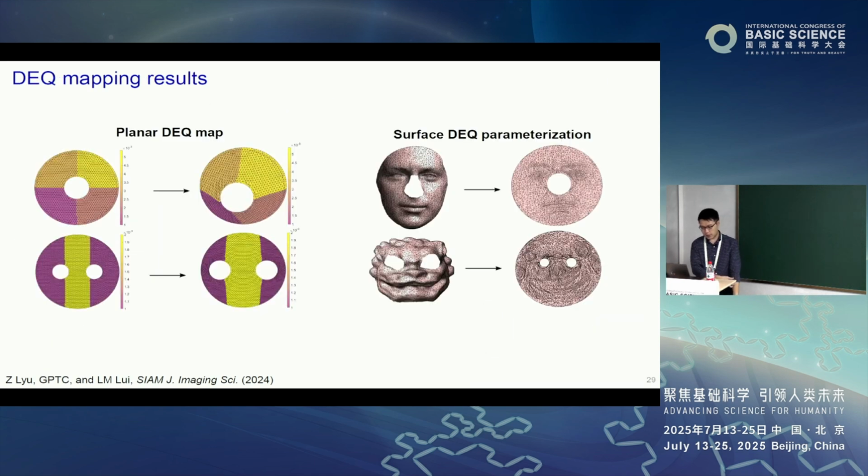Here are some results of the DEQ mapping. For the planar case, if we set different densities at different parts, we can push the hole to here, or if we have two holes, we can also achieve the deformations with holes, and all the interior parts are accommodated. And here is the surface density equalizing quasi-conformal parameterization. We have a surface, and we can map it to a planar domain with different parts being enlarged or shrunk, and we can still keep the holes circular.